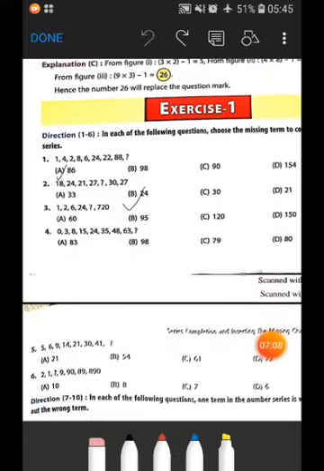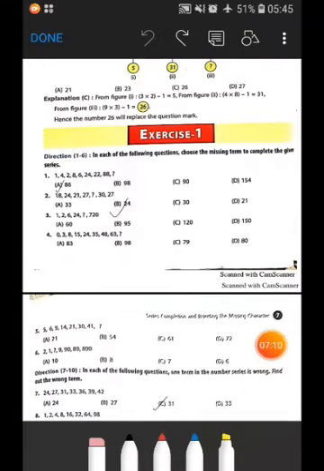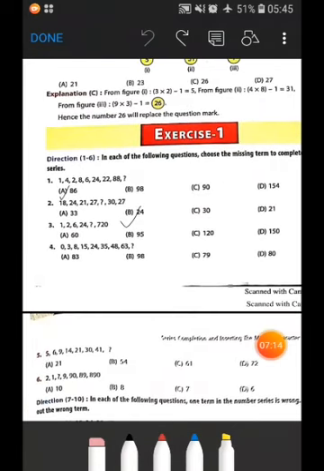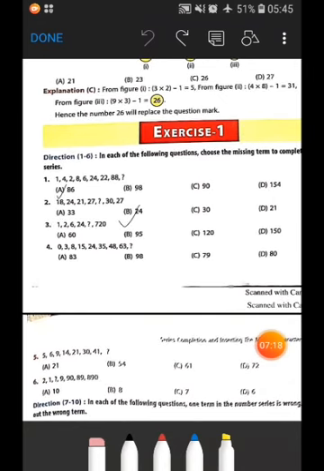You can take a screenshot of these questions and try to solve them on your own. If you get any problem, we will give you the correct answer, we will help you. Okay, take the screenshot.